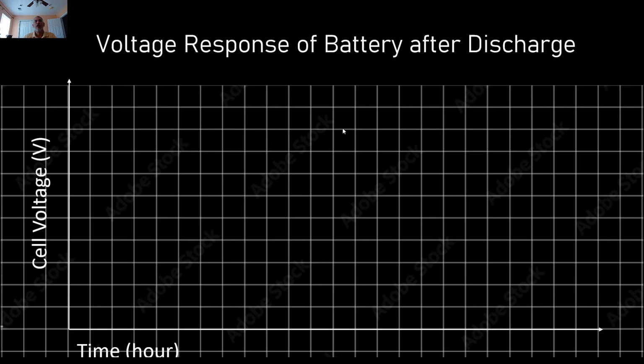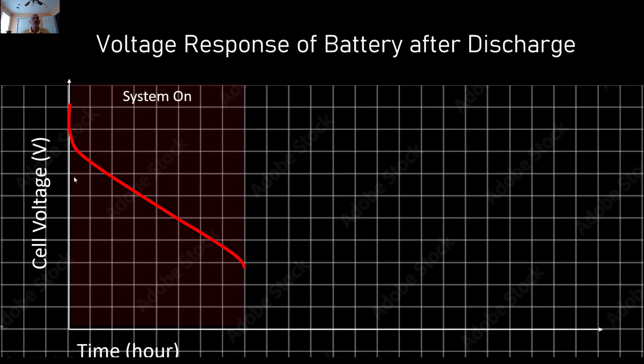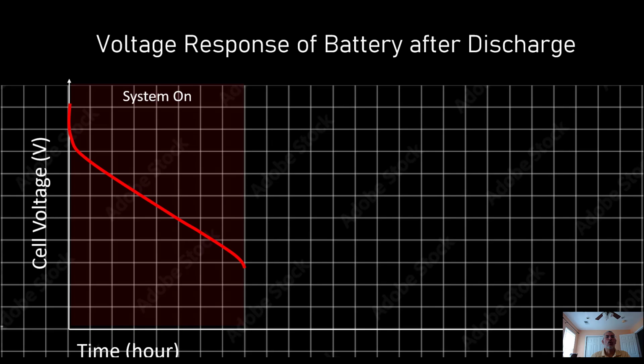Let's look at the voltage response of a battery after discharge. When the system is on, there is a voltage drop in the beginning, and then there is a force regime, as I mentioned before. You can compare this blue part to a resistance in series, and this red part here to an RC resistor, if you want to think of that.